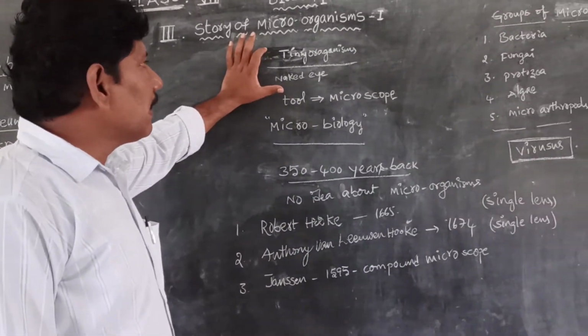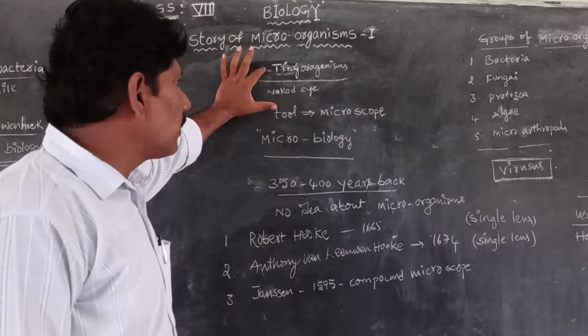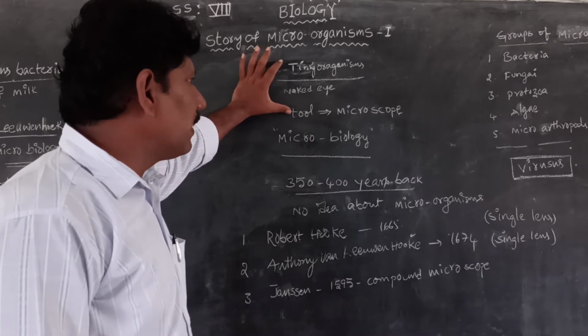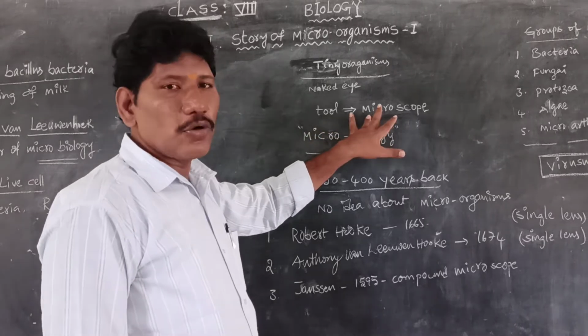So the tiny particulate structures are called microorganisms, which we cannot see with the naked eye. Certainly we need a tool or aid to observe these microorganisms. The tool is obviously called the microscope.